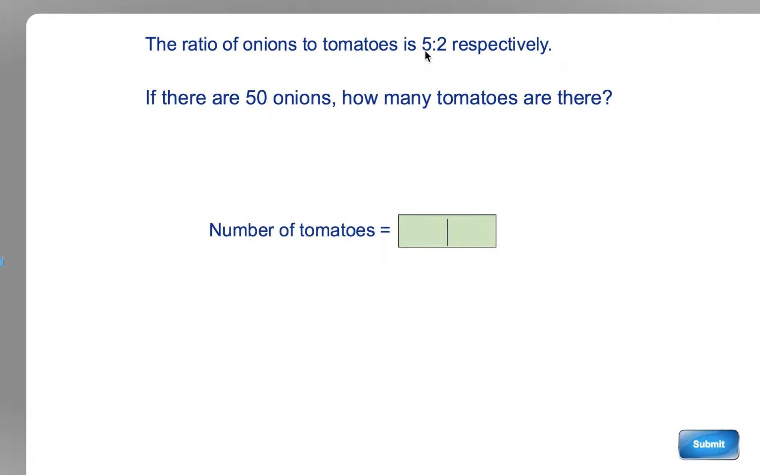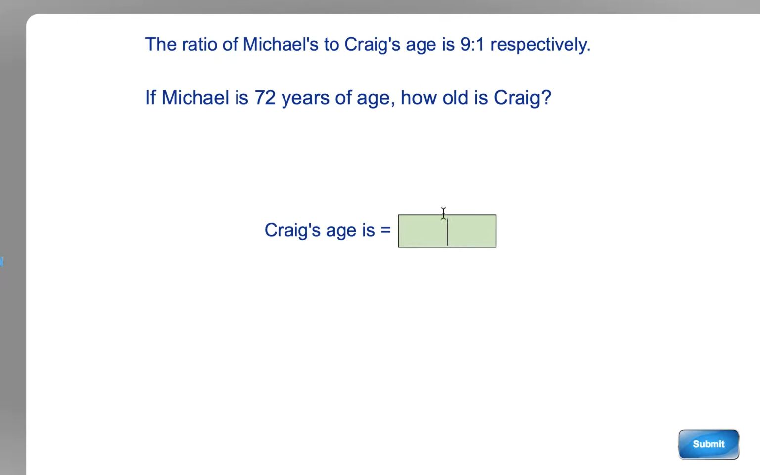Or you could think, what have you got to times 5 by to get to 50? I think you have to times it by 10. 5 times 10 is 50. And very like equivalent fractions, in fact these are equivalent fractions, if you times this side by 10, you've got to times the other side by 10 as well. So 5 times 10 makes 50 onions, 2 times 10 makes 20 tomatoes. Okay, so it's an equivalent fraction activity basically.